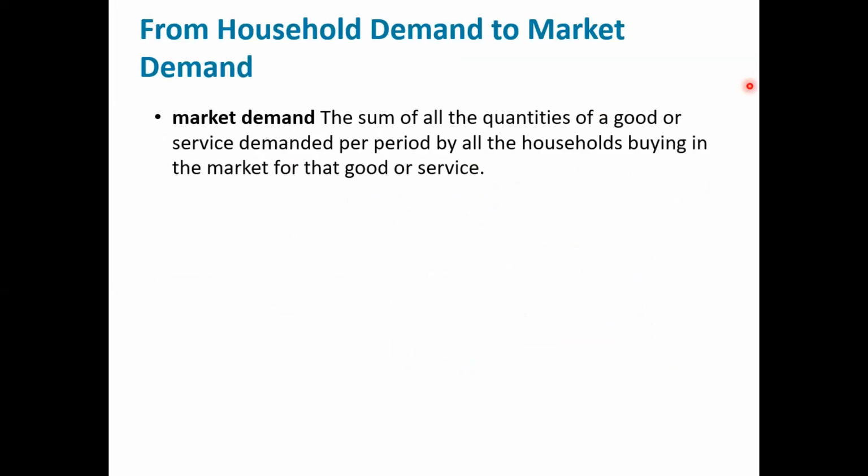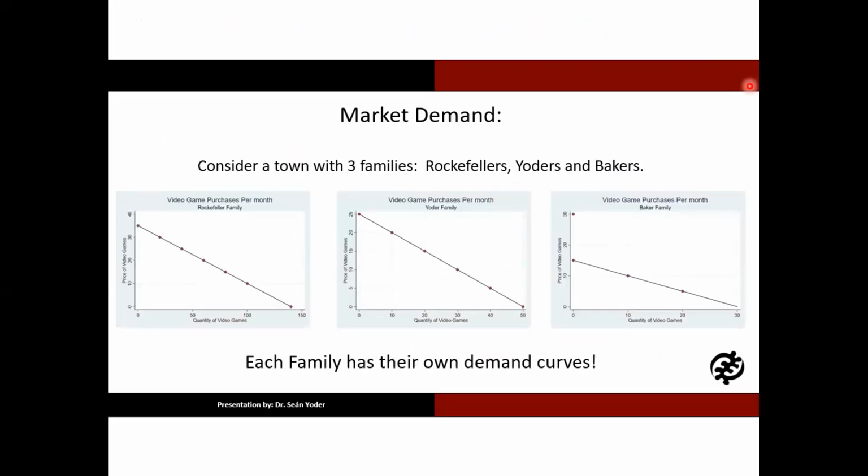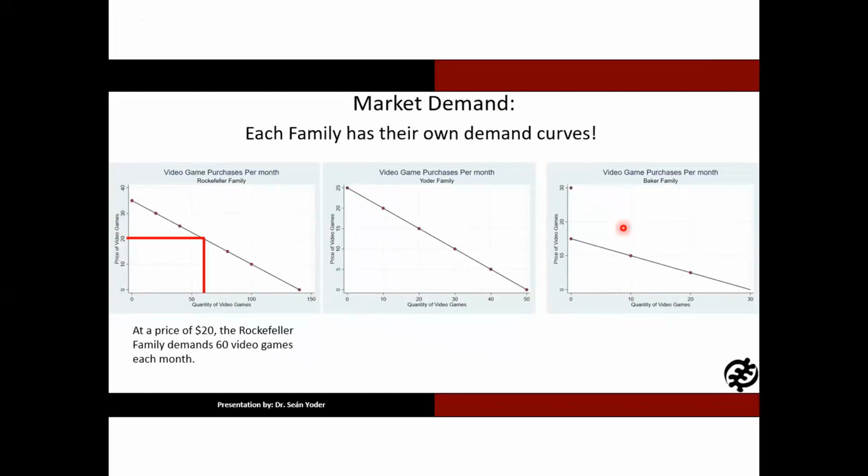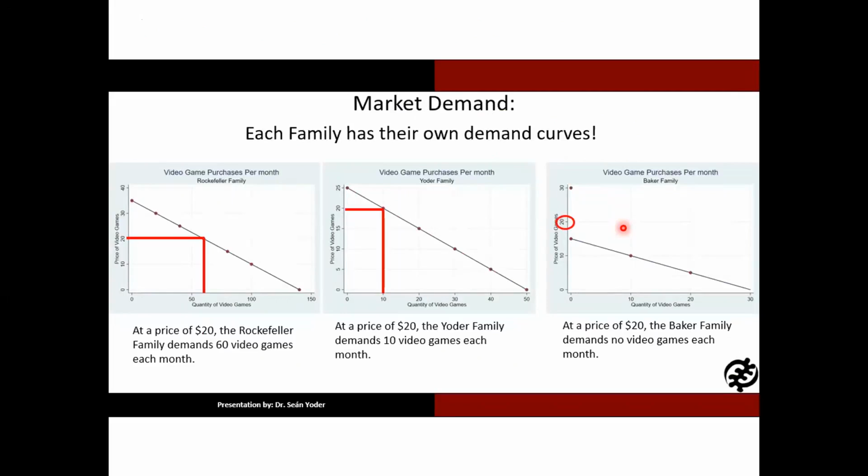Now, market demand is summing the demand for everybody in the market. So here we have three families: the Rockefellers, the Yoders, and the Bakers. Each family has their own demand curve. At a price of $20, the Rockefeller family demands 60 video games a month. At $20, the Yoder family demands 10 video games a month, and the Baker family doesn't demand any.